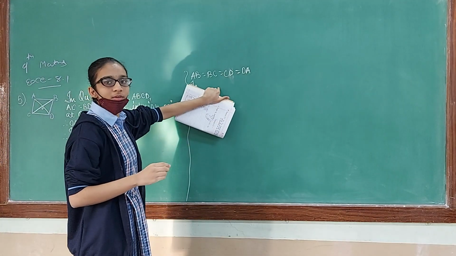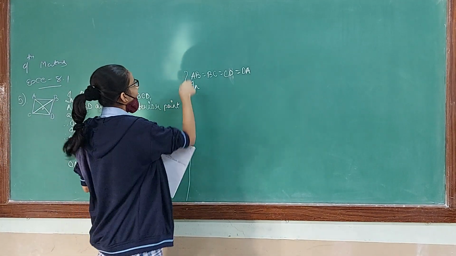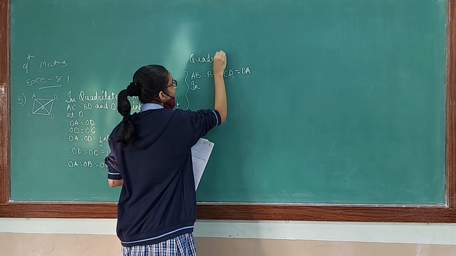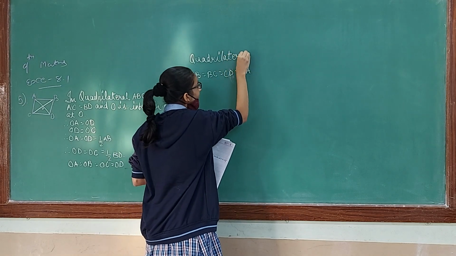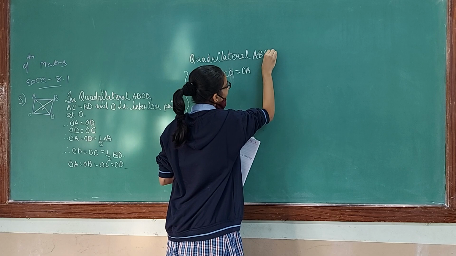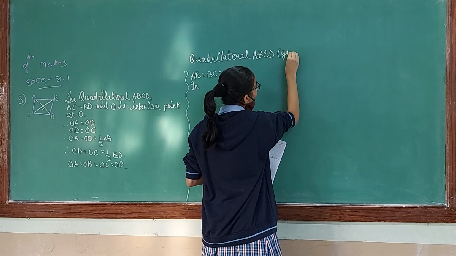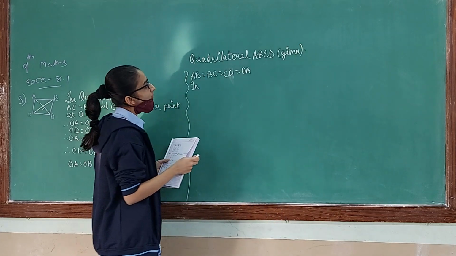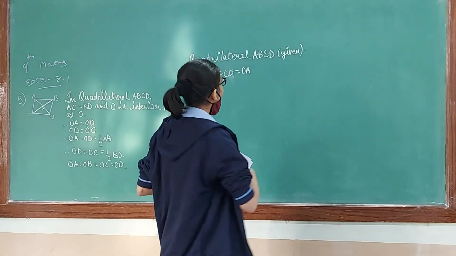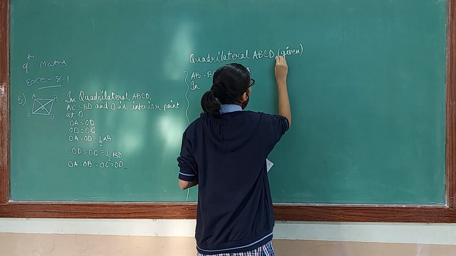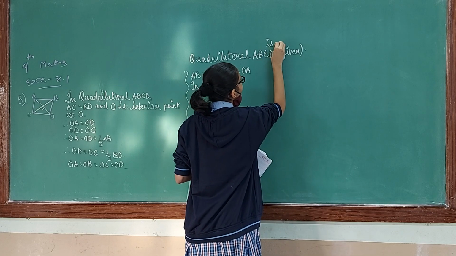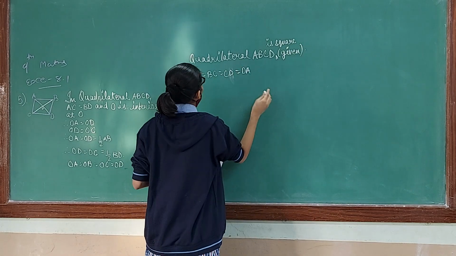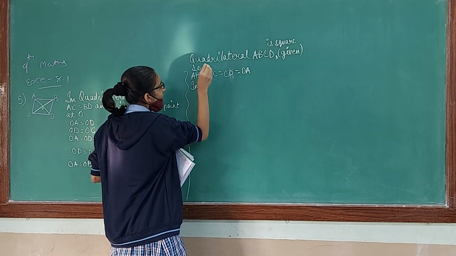Now on top you have to write quadrilateral ABCD is a square. It is given. Square is missing. Quadrilateral ABCD, it's okay. Right there after D, it's a square. So AB equals CD. See, all sides are equal in short.